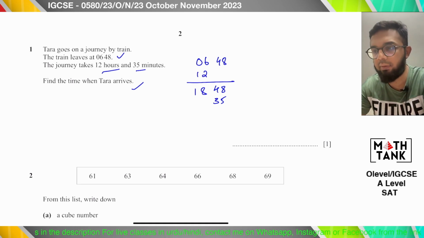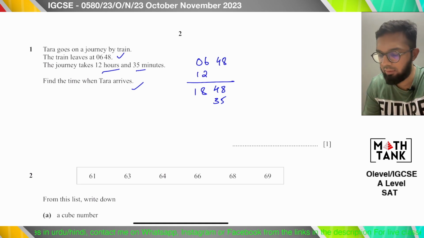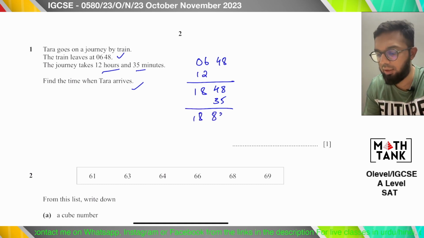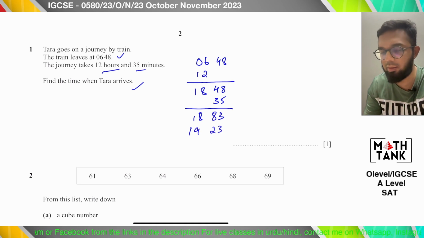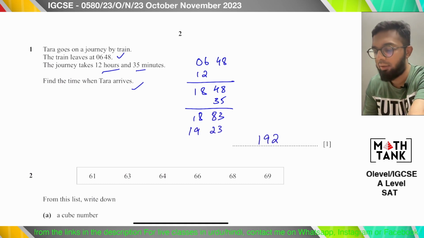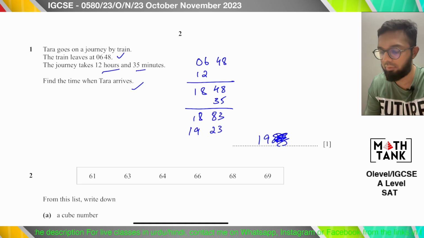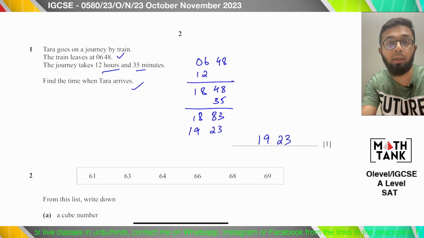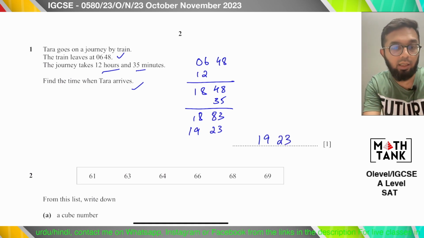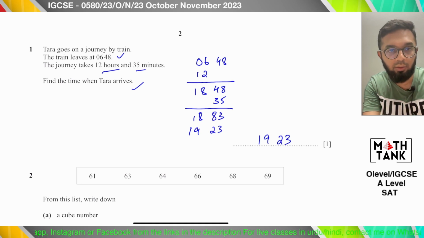48 plus 35 gives me 83. So it can't be 1883. So I'm going to subtract 60 and add 1 here and say that this is 1923. Should just leave some space and then write 23 just to indicate that this is a time in the 24-hour clock. Just opening up the marking scheme for this.